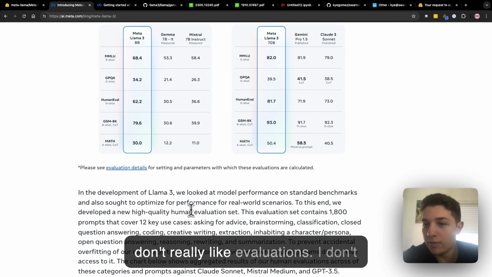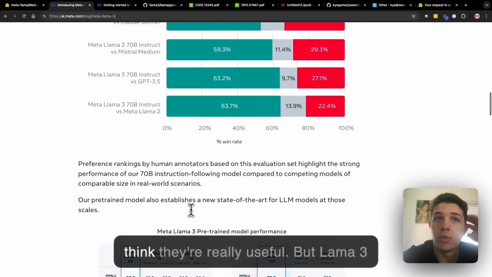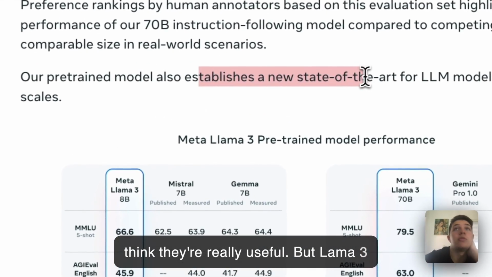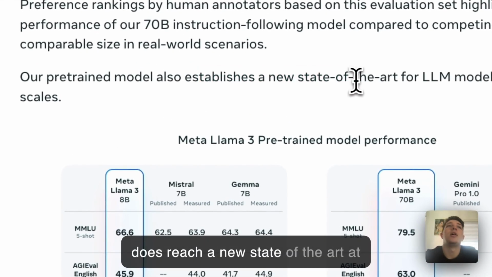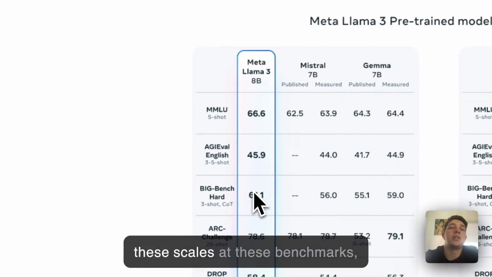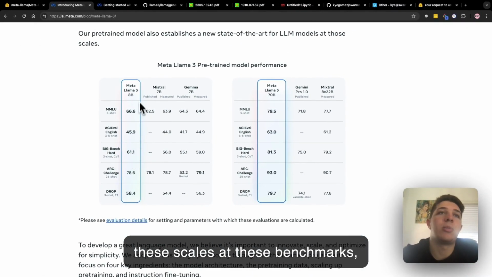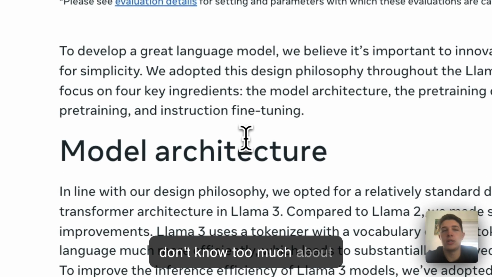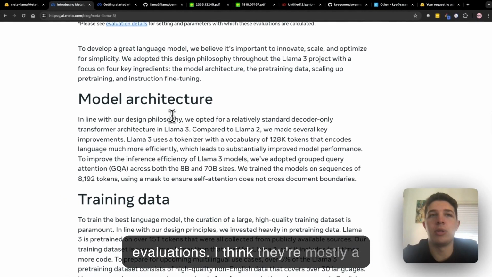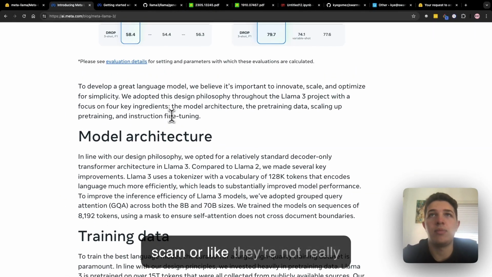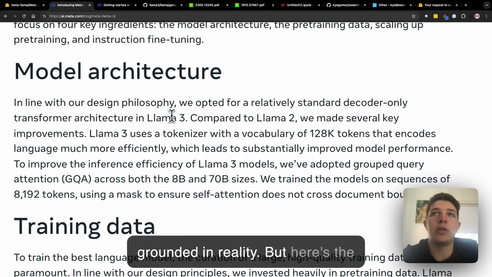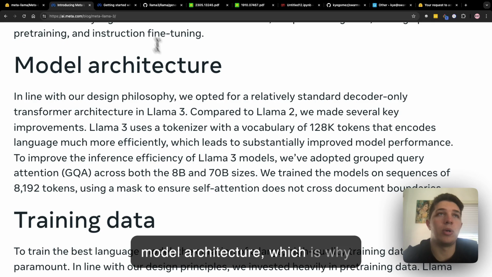I don't really like evaluations. I don't think they're really useful. But Llama 3 does reach a new state-of-the-art at these scales, at these benchmarks, which is very interesting. Like I said, I don't know too much about evaluations. I think they're mostly a scam, or they're not really grounded in reality. But here's the model architecture, which is why we're here.